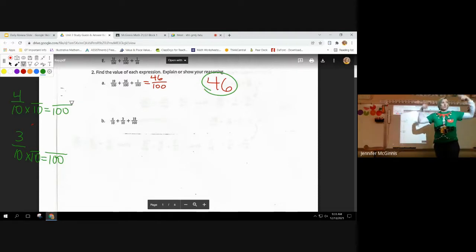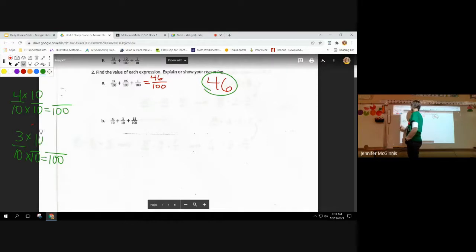Now, whatever you do to the bottom, you must do to the top. So we did a 10 times 10. Now what are we going to do? We're going to multiply the numerators by 10. Is it okay, you guys, if I do these at the same time? Yeah. Is it fine? Yeah. So then 4 times 10 equals 40. 3 times 10 equals 30.